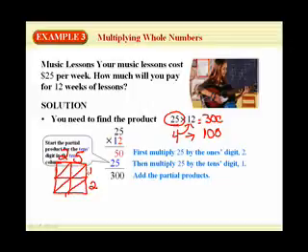So this would be 5 times 1, this box right here. 5 times 1 is 5, so you put a 0 and a 5. This box, 5 times 2 is 10, so you put a 1 and a 0. Over here, the 2 would come down and the 2 would come over, so 2 times 2 is 4. Put the 4 right there. And this one is 2 and the 1 would come over, so 2 times 1 is 2. So you put 0, 2.